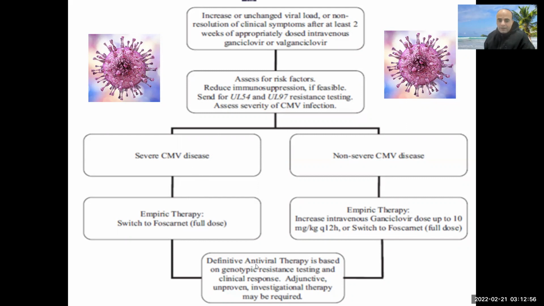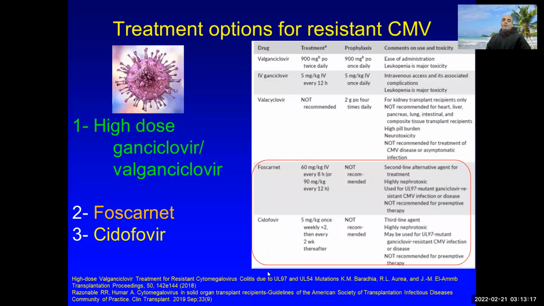Definitive antiviral therapy is based on genotype resistance testing and clinical response. Unproven investigational options may be required. If resistance occurs, we will treat according to the genetic mutation, either UL54 or UL97. Treatment options for resistant CMV.